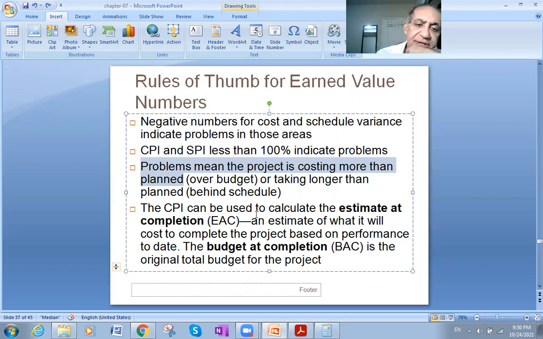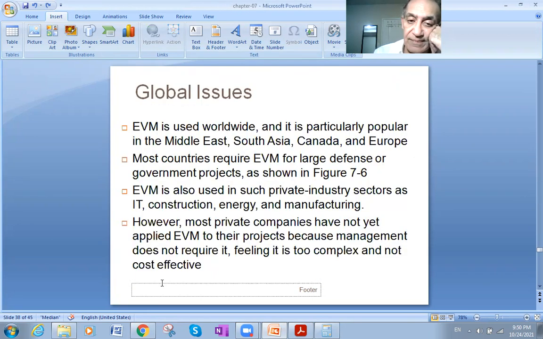The CPI can be used to calculate an estimate at completion, EAC, an estimate of what it will cost to complete the project based on the performance to date. So here it takes the aggregate total performance, and the budget at completion, BAC, is the original total budget for the project. The original one.